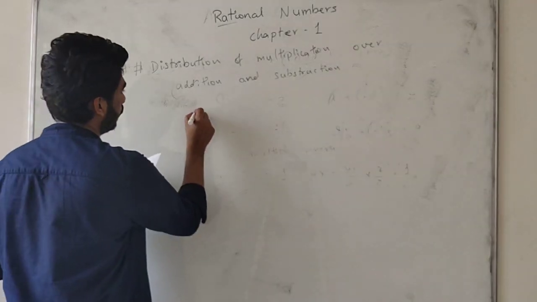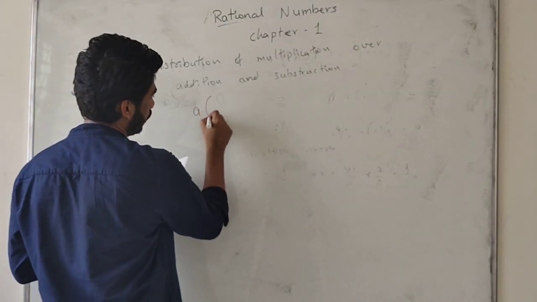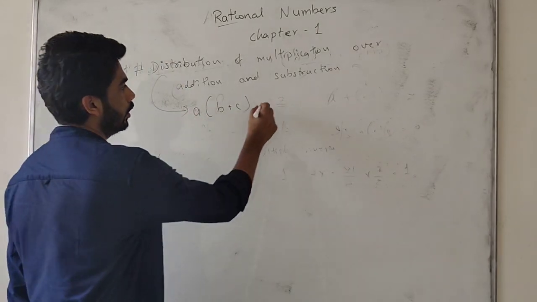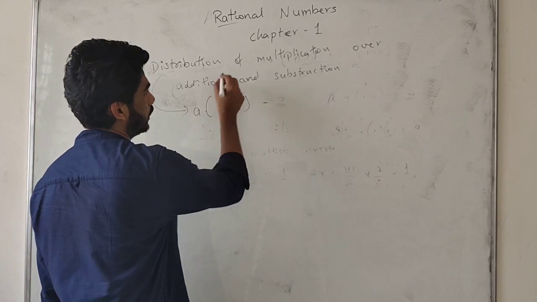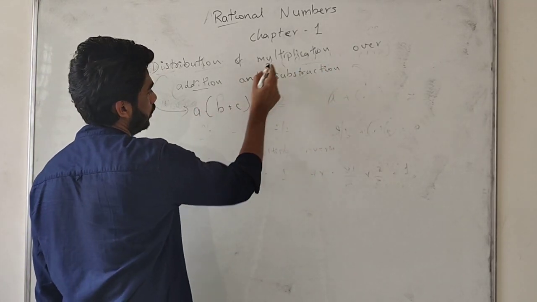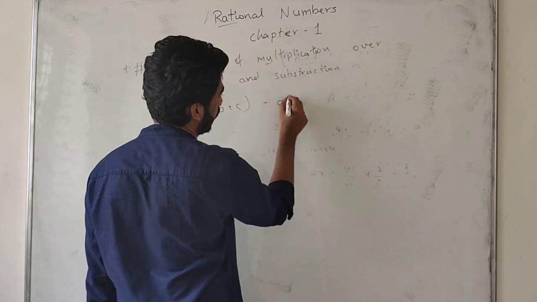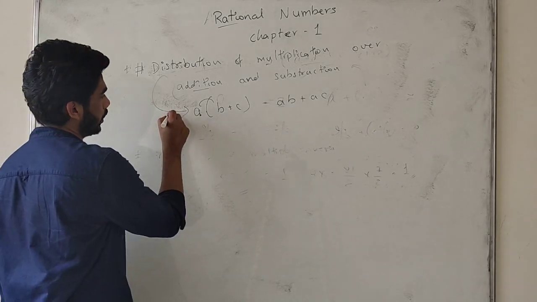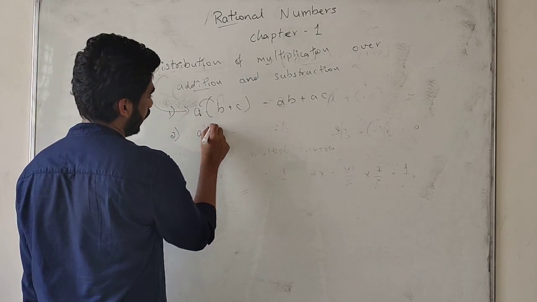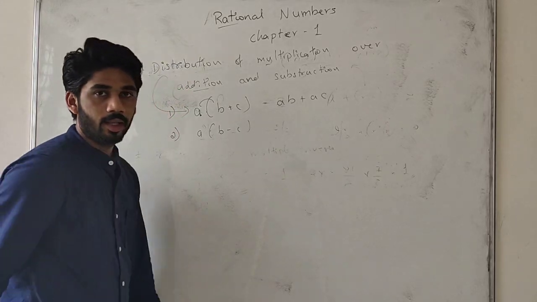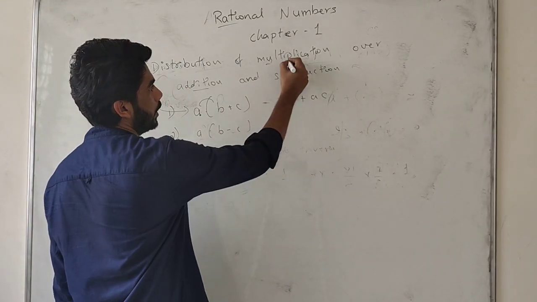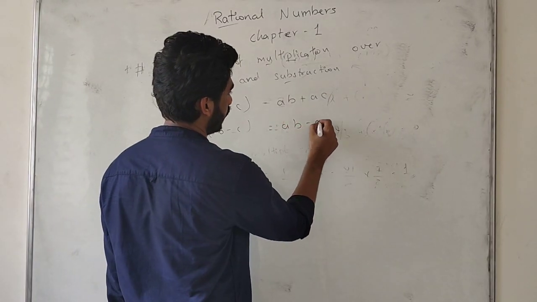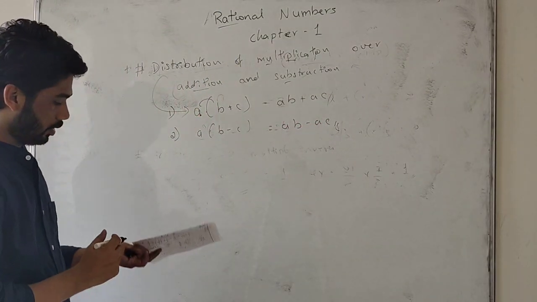So here the form will come: a into b plus c. This is the distribution form. Multiplication over addition. First we multiply a with each term, which means ab plus ac. We are done with the addition. The second one is a into b minus c. Here we also have to multiply, so this is multiplication over subtraction. We will get ab minus ac, friends. Okay. Please note it down.